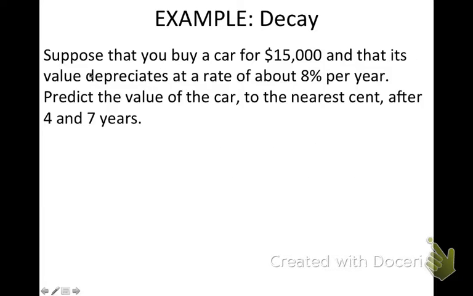All right. Do we want to do caffeine or car? Caffeine seems longer. All right. So let's buy a car for $15,000. The value depreciates at a rate of about 8% per year. Predict the value of the car to the nearest cent after 4 and 7 years. So if we use the same idea, y is equal to the initial amount times the rate to the x power. Are we growing or decaying? Decaying. So our decay rate to the x power.